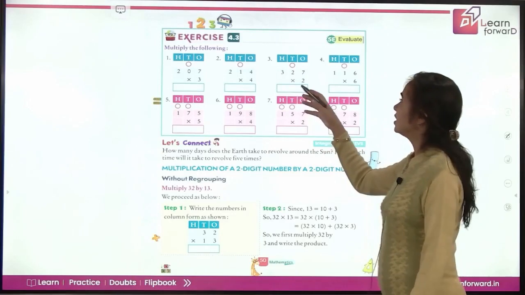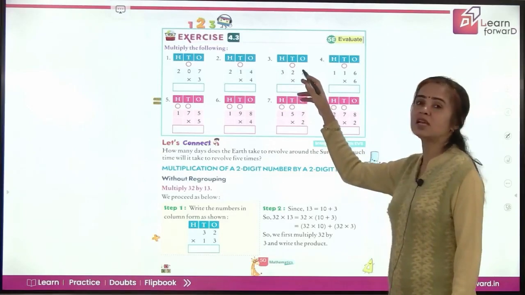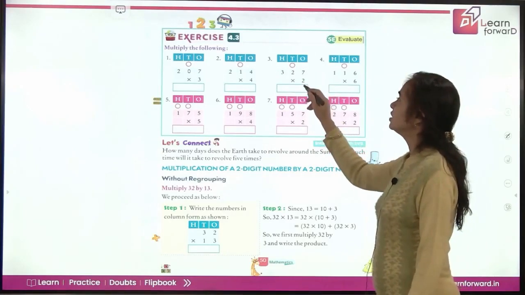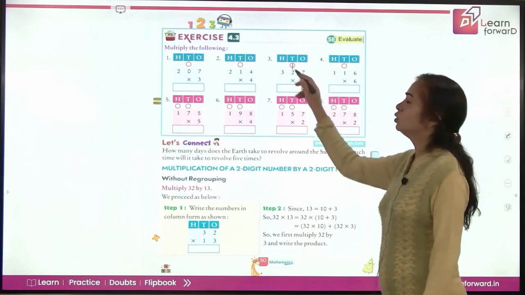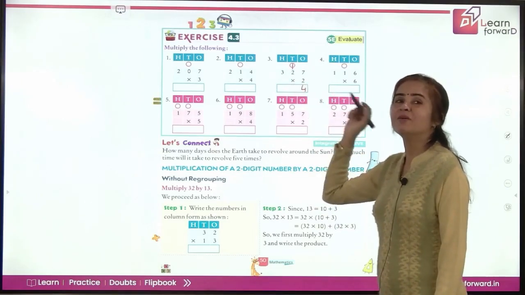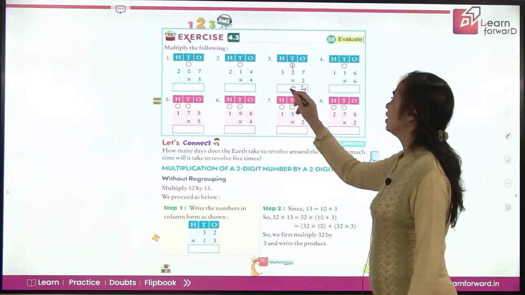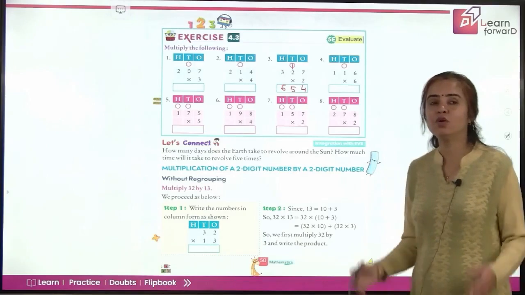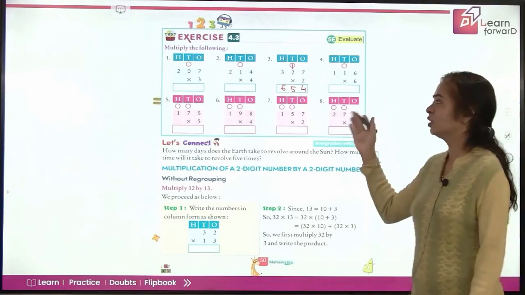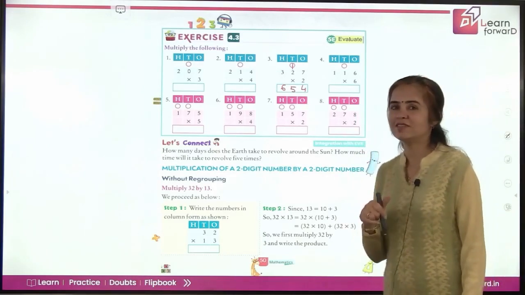So here's an exercise for you. Let's do one part. Start from the ones place. 2 sevens are 14. Yes, good. Carry over. Now 2 twos are 4 plus 1. Perfect. And 2 threes are 6. You get 654. You got the correct answer. So I'm sure the rest of the parts you can do yourselves, children.